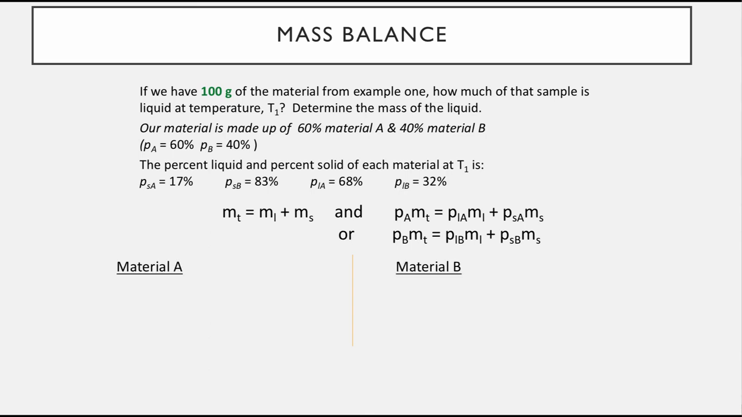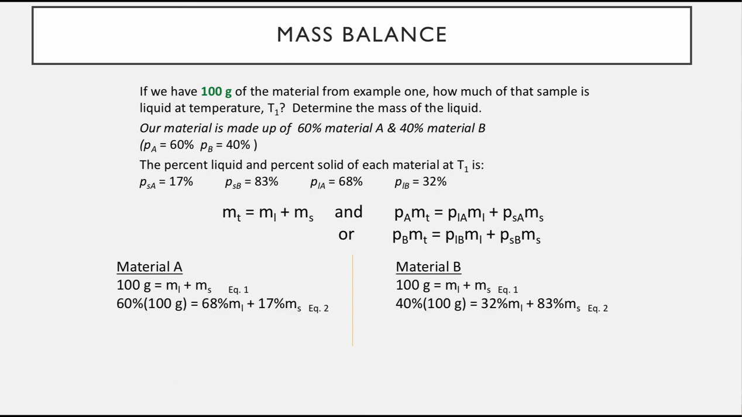And so equation 1, we just said, is 100 grams would be equal to the mass of the liquid plus the mass of the solid. And that's going to be the same whether we're writing this with material A's percentages or material B's percentages. But then when we write equation 2, if we're dealing with material A, we have 60% material A, so we need to multiply that by the total mass. And we're going to set that equal to 68% times the mass of the liquid plus 17% times the mass of the solid, because those are the percents of liquid and solid that are material A.